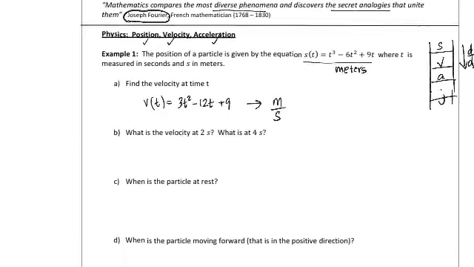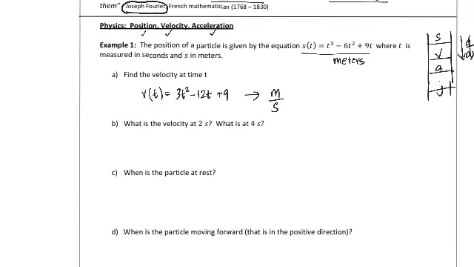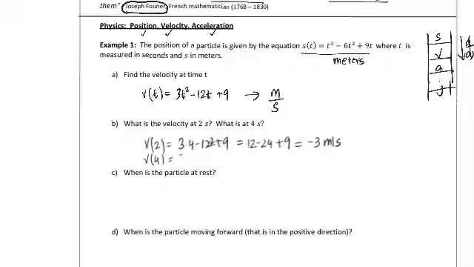What is the velocity at t equals 2 seconds or 4 seconds? Well, we have a velocity equation for any time, so we just have to put in our time and we get out our velocity. So v of 2 would be 3 times 4 minus 12 times 2 plus 9. So that'll be 12 minus 24 plus 9, which is equal to negative 3 meters per second. V of 4, well, we just put 4 into our velocity equation. 3 times 16 minus 12 times 4 plus 9, and that would be 9 meters per second.